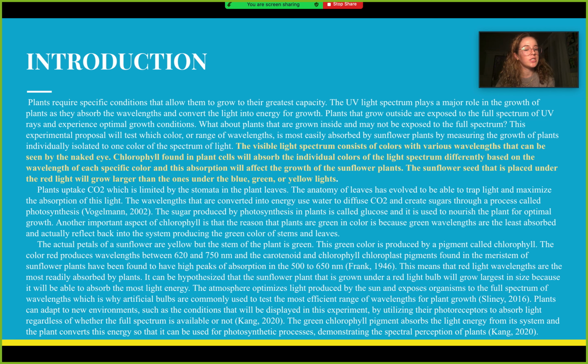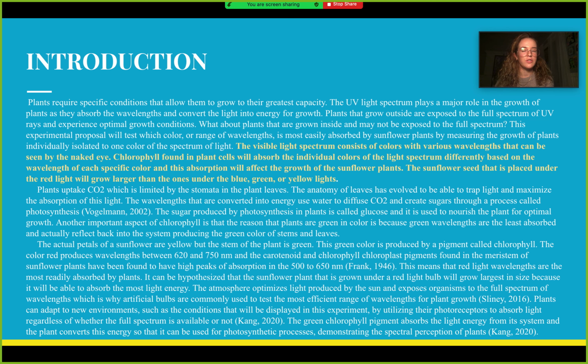And then my prediction is the sunflower seed that is placed under the red light will grow larger than the ones under the blue, green, or yellow lights. The reason that this is my prediction is because the red wavelengths are between 620 and 750 nanometers, and it has been found that these are the most readily absorbed wavelengths by plants.